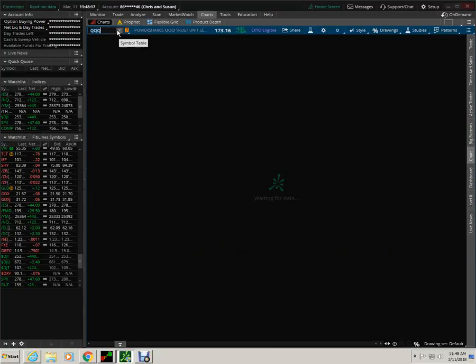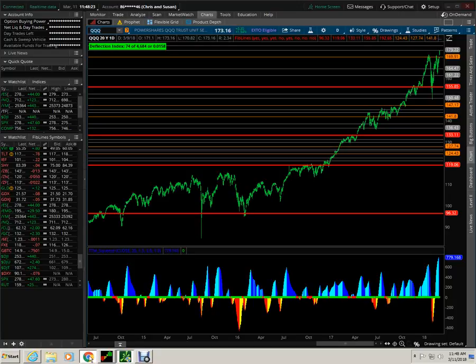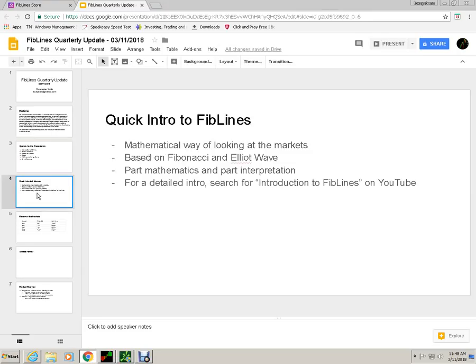So first up, we're going to look at the QQQ. Actually, first, let's look at the stock market in general and see where we've come with it. So we looked at the FibLines. Again, it's part Fibonacci retracements, and it's part Elliott wave, and it's based on mathematics and an interpretation part of it. So again, you could take that Fibonacci retracements and draw it on all your favorite symbols yourself, or you could apply the indicator where I've basically done it for you. For a more detailed introduction to FibLines, go up on YouTube and search for Introduction to FibLines, and I'll take you through more of the details of it.